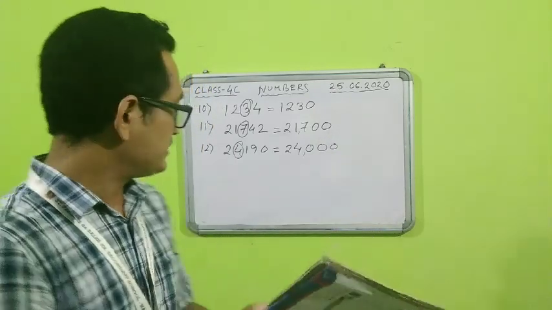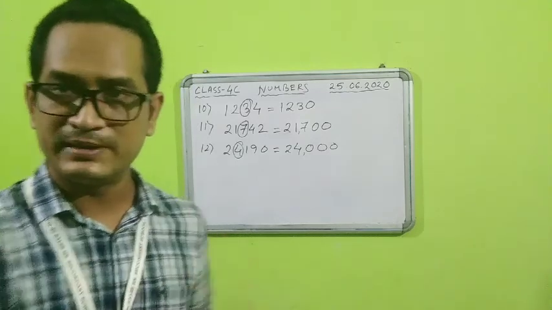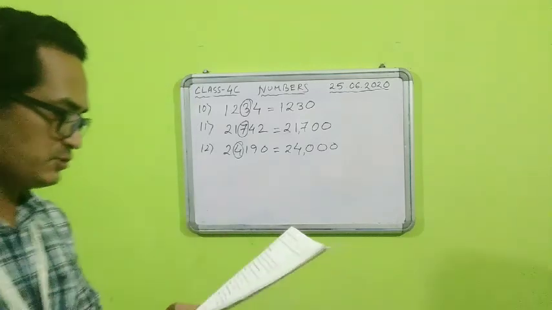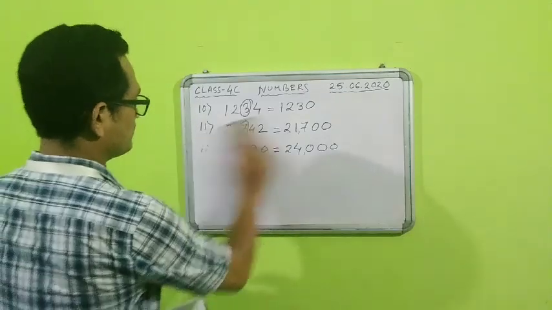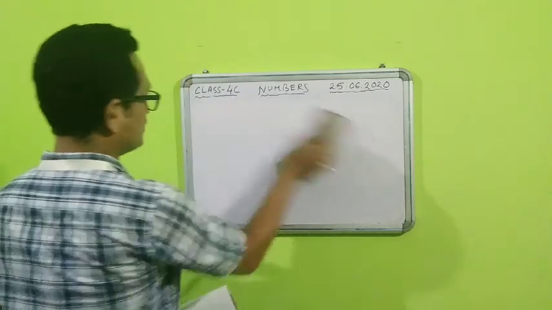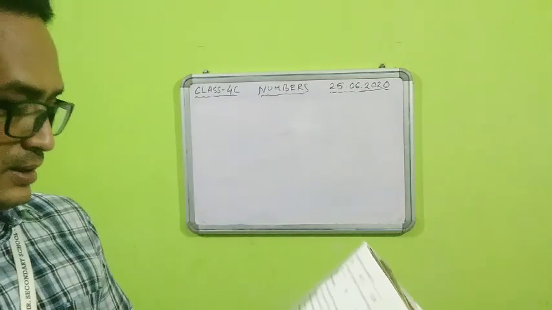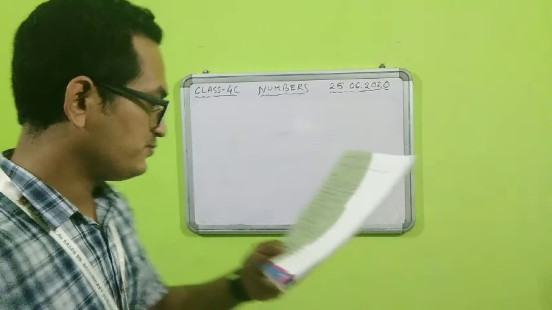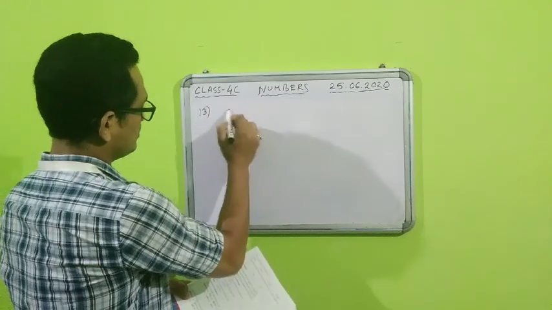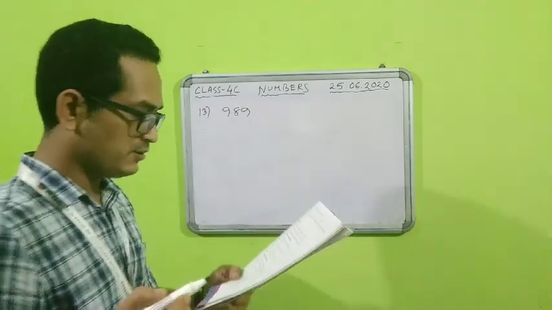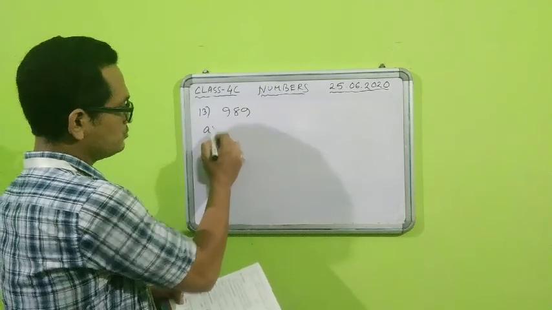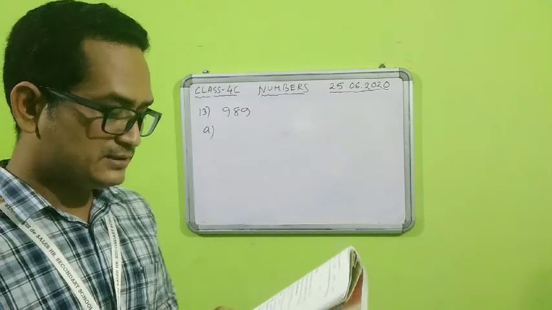Okay, now let us go for question number 13. Students, please copy it down. We'll go for question number 13 now. Question number 13, round off 989. We need to round it off to two different places. That is, first one is 1000.